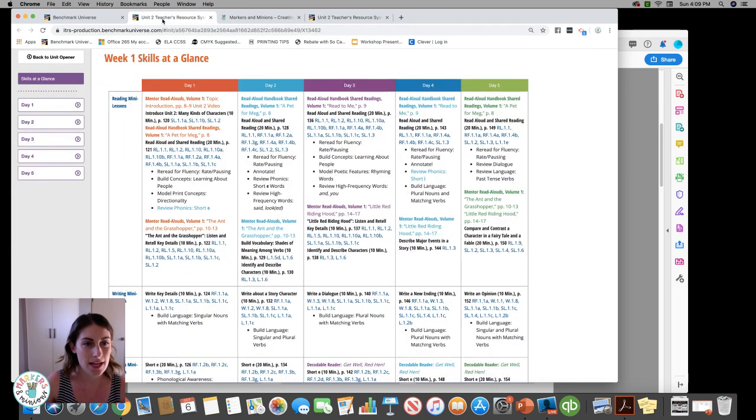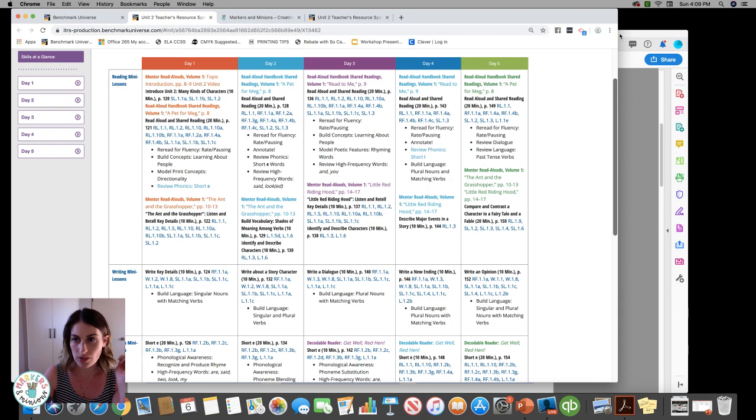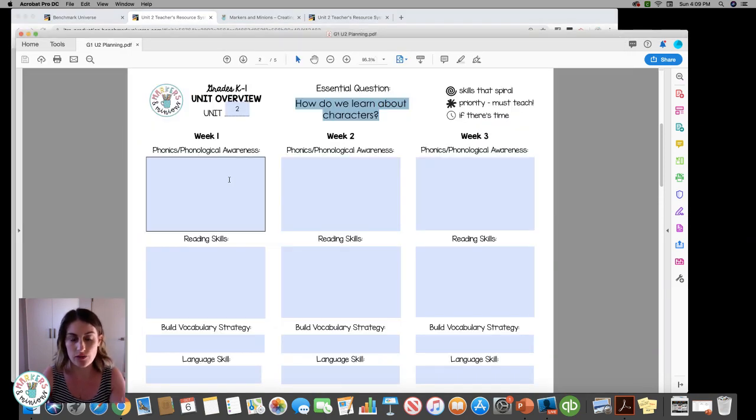So, a lot of the skills and strategies are exactly the same. So when we're planning today, it's going to be nice. We're not going to have to hop between the two editions very much. All right, so let's see here. Now what I've done is I've broken it down by phonics and phonological awareness, reading skills, the build vocabulary strategy, which is one of the reading skills, and then the language skill here.